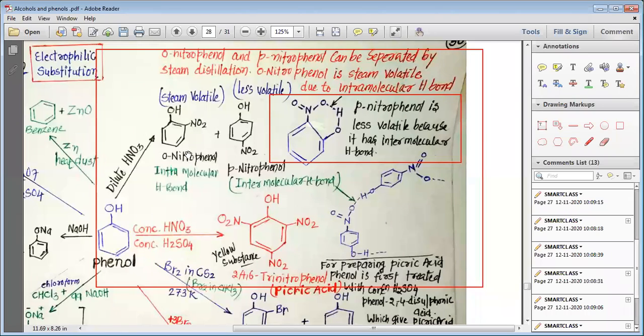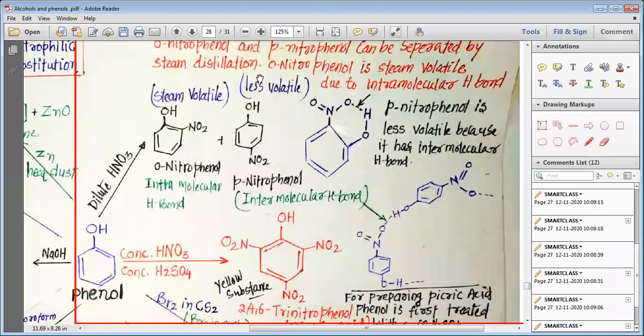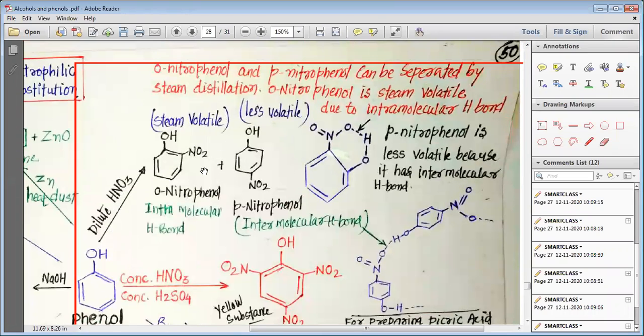Under the ortho-nitrophenol, I have written intramolecular hydrogen bond. As it has intramolecular hydrogen bonding, it is steam volatile. Its boiling point is lower than para-nitrophenol, and that is why by steam distillation, my dear students, we can easily separate ortho-nitrophenol from para-nitrophenol, and the ortho-nitrophenol is separated first because it has the lower boiling point.